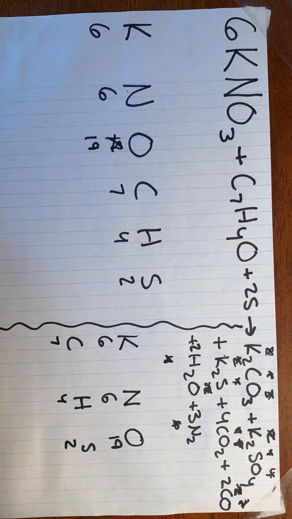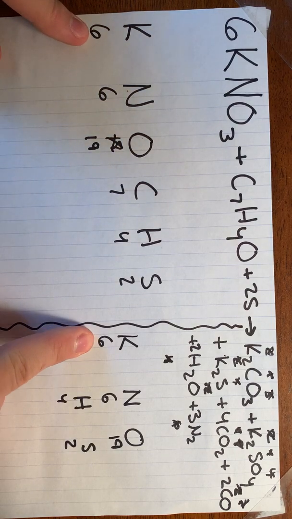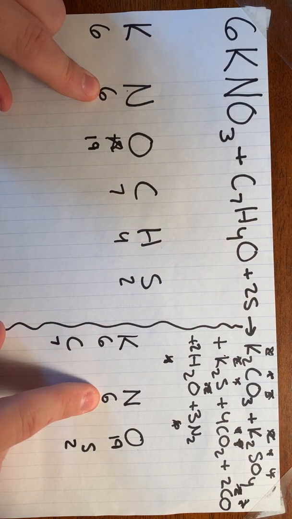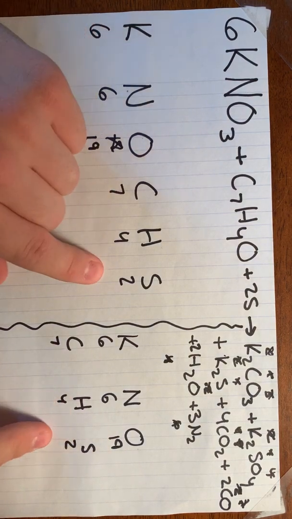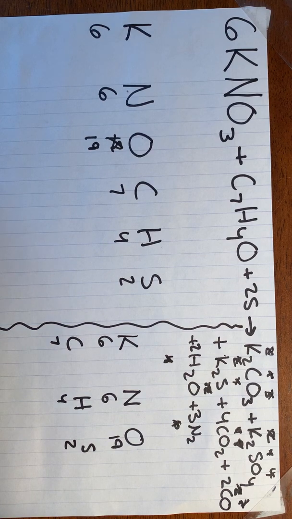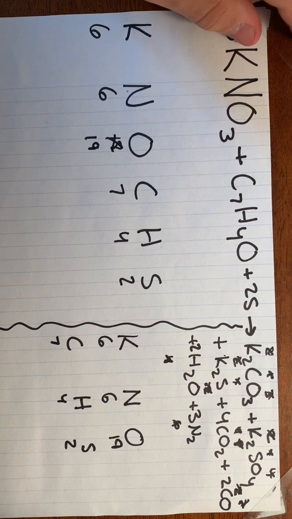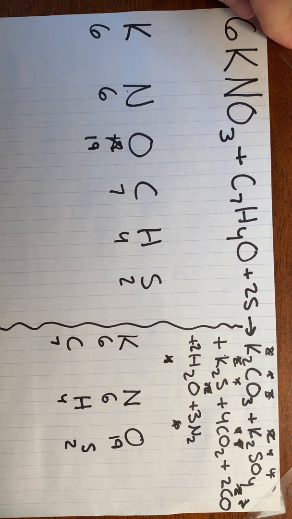Now that we have every element listed and how many there are in the reactants and products, we can see that this equation is balanced because there's the same number of potassium on each side. There's 6, same number of nitrogen, 6, same number of oxygen, 19, and so on with carbon, hydrogen, and sulfur, the same. So that means that each side has the same number, so they're not offset.